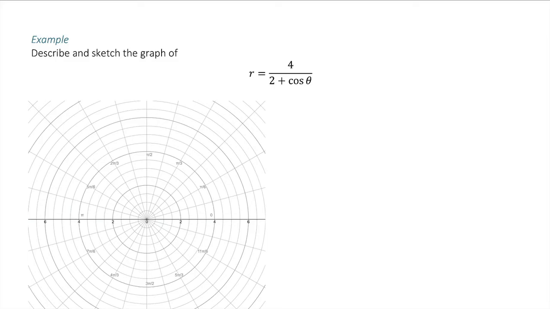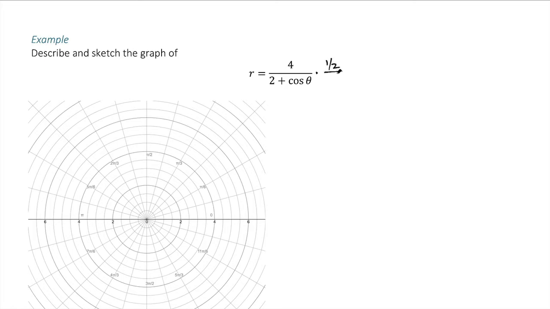Describe and sketch the graph of r equals 4 over 2 plus cosine of theta. So we should recognize that this is very similar to a standard polar form of a conic. First of all, though, all of the polar equations of the conics have a 1 down here, and so we need to get that. So what we're going to do is multiply top and bottom by 1 over that thing.